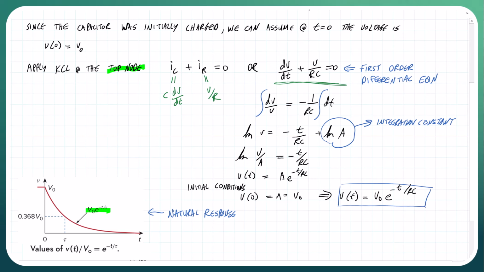Where this is V naught e to the minus T over tau, where we're defining our tau as our RC.